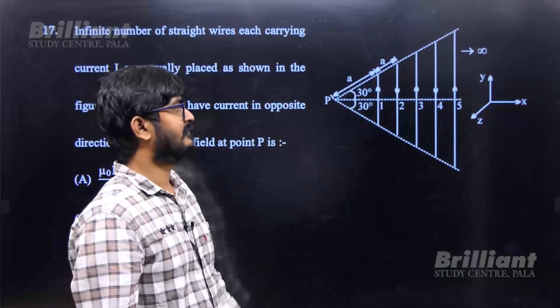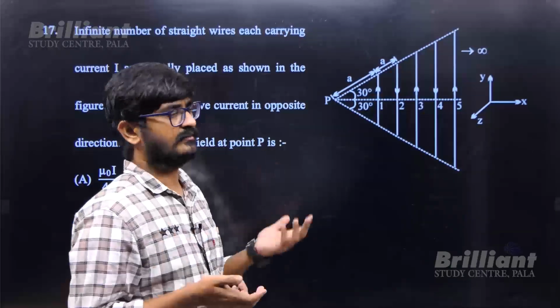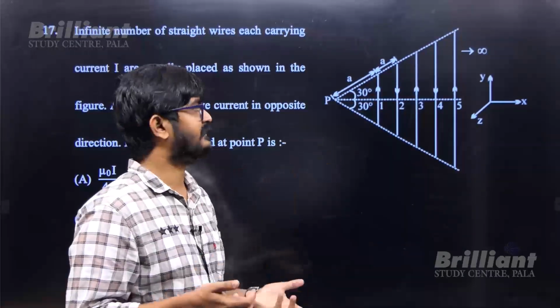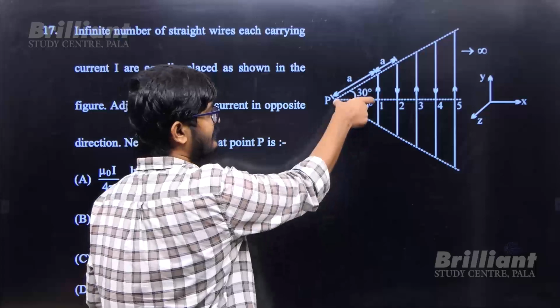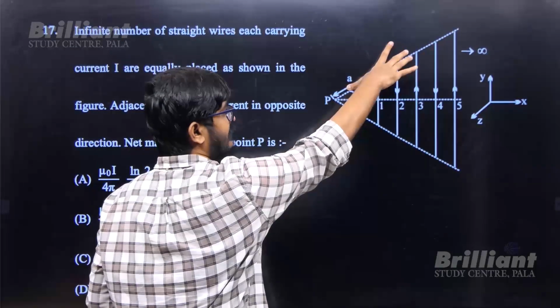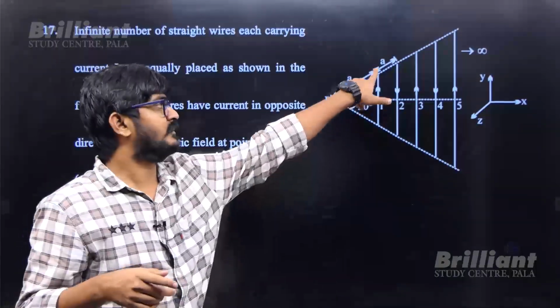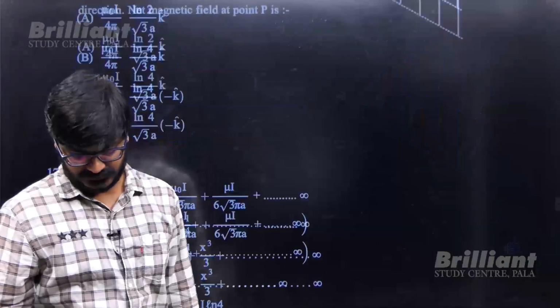Angles are remaining the same, current is remaining the same, mu naught I by 4 pi r into sin alpha plus sin beta. Sin alpha and sin beta remain the same. The only thing changing is this distance. This is A, so this is A cos 30, this is 2A, 2A cos 30, 3A, 3A cos 30. So only A is becoming 2A, 3A and so on, right?